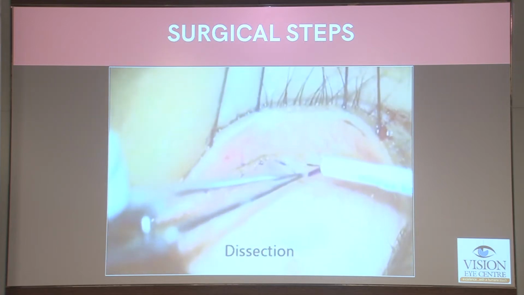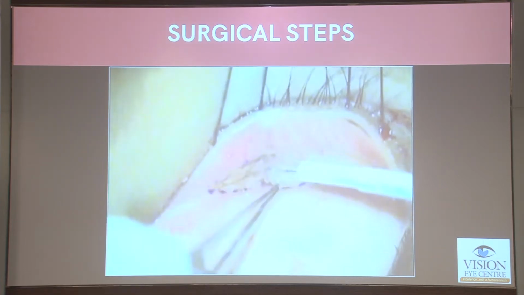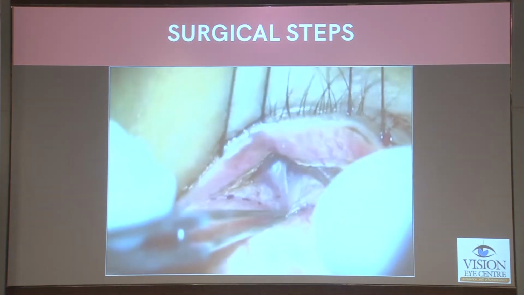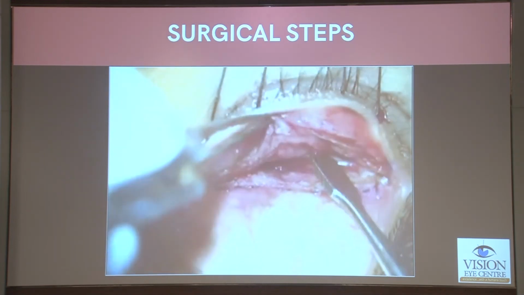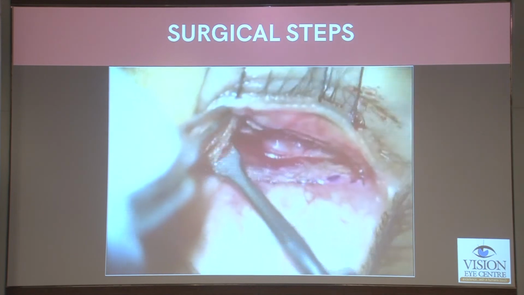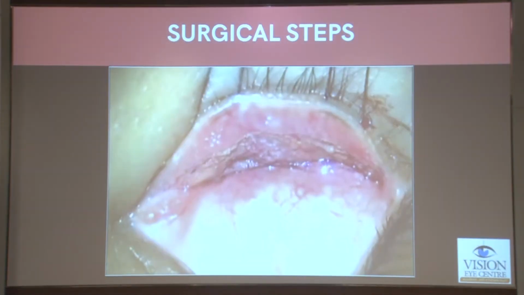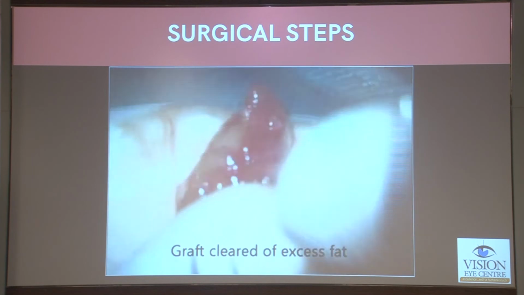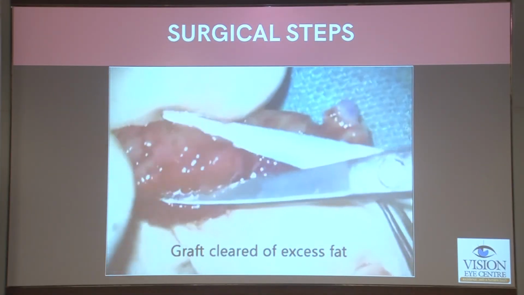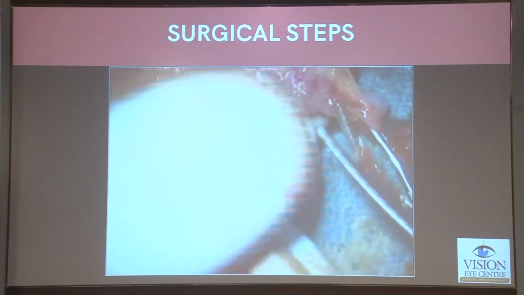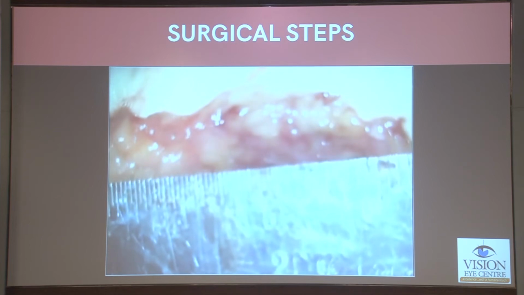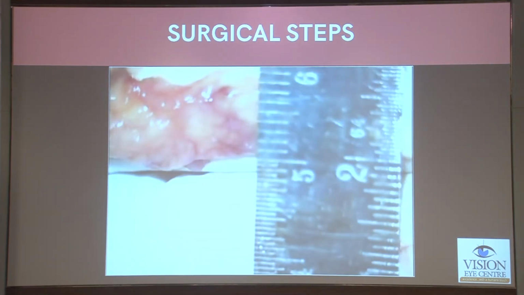This is done with a monopolar cautery preferably, so as to reduce bleeding as far as possible. Then with a periosteal elevator or any other blunt dissector, the dissection is carried out, and eventually you release the lower lid retractors. Then this is the demonstration of the cleaning of the graft. All those excess fat globules are removed, the graft is trimmed, and it is measured. It's best to oversize the graft a little bit.